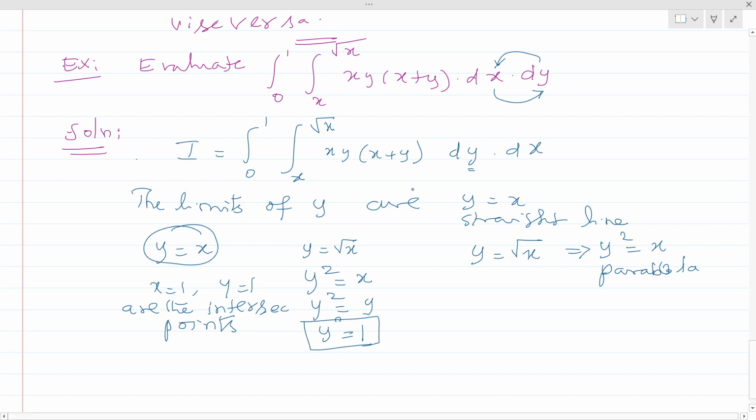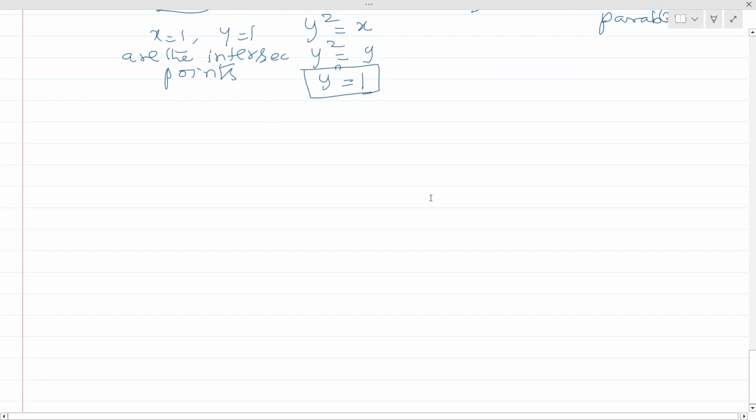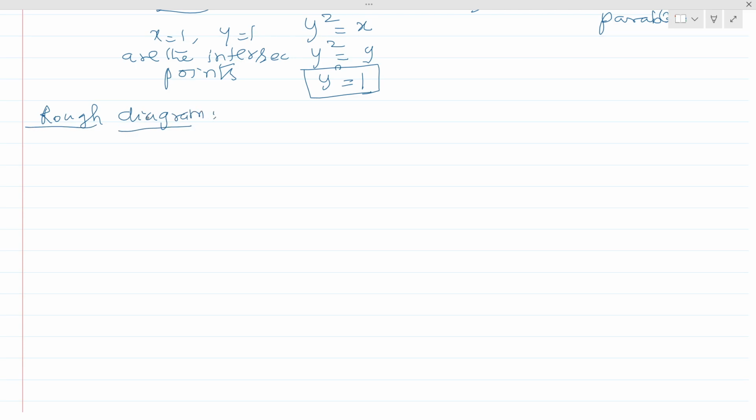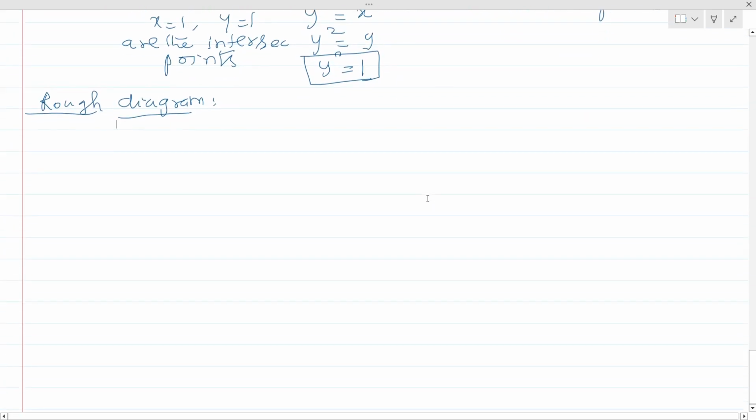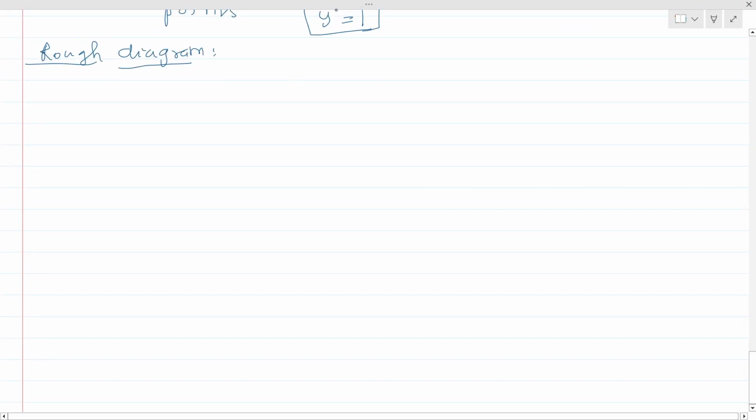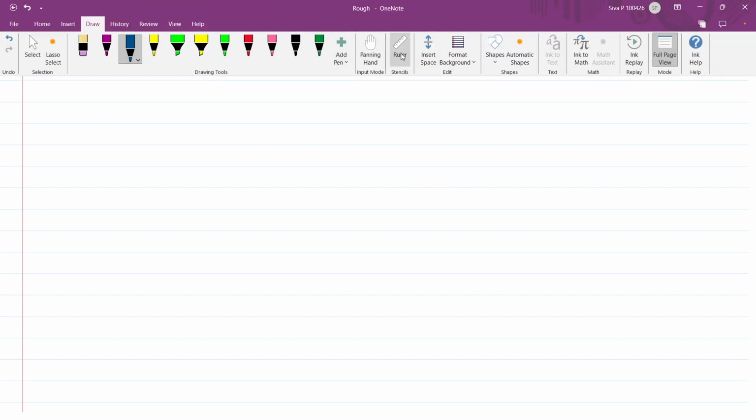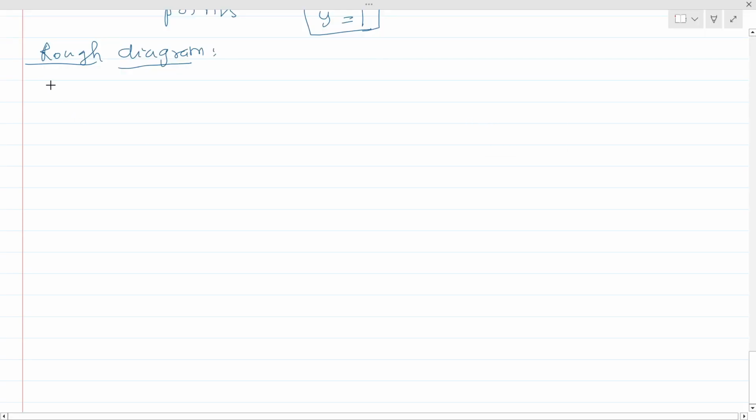Now you have to draw the rough sketch for this. How to draw the rough diagram? No hurry in drawing it, because it is very important to draw the rough diagram properly in a problem. Take the shape here.